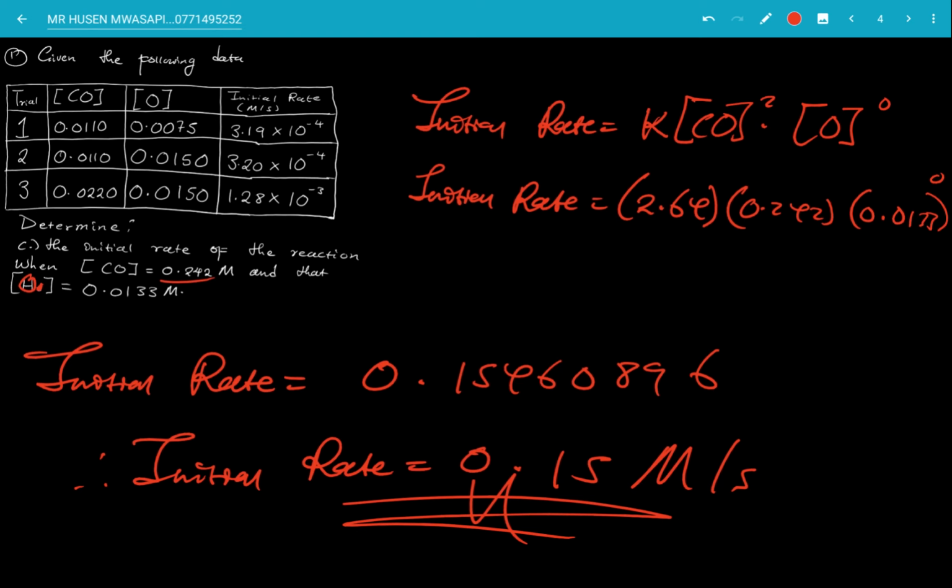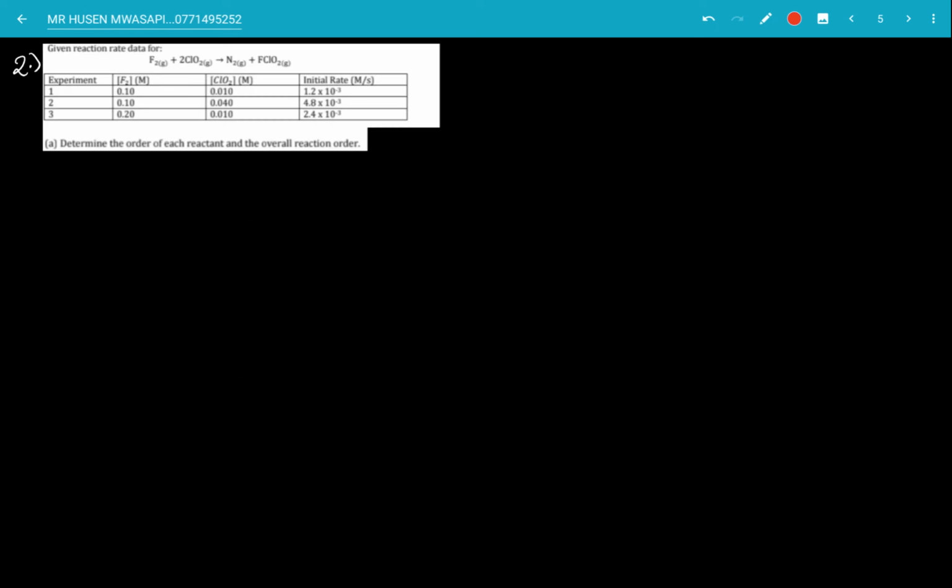Now I really want us to look at a different question from some of the tutorials that I've found. So let's try them out. Okay, so now you're allowed to pause the video and attempt to do this question on your own. I'll be a bit quick. They're saying, given the reaction rate data for that reaction, determine the order of each reactant and the overall reaction order.